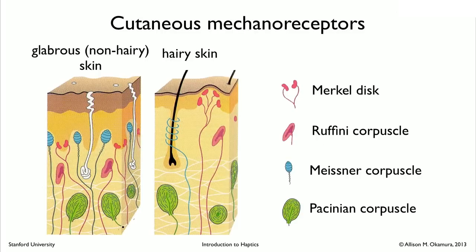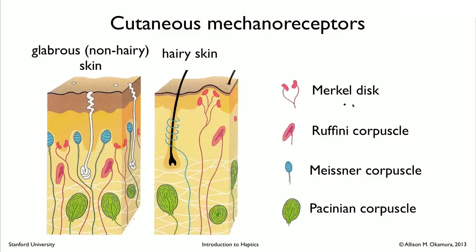So let's get specific about this and talk about the 4 most interesting cutaneous mechanoreceptors. I'm showing 2 pictures here. One of these is glabrous or non-hairy skin. The other is hairy skin. If you look at the palm of your hand, there's no hair there. It actually has a higher density of mechanoreceptors and is better for tactile sensing. Hairy skin, say on the back of your hand or your arm or your leg, doesn't have the same density of mechanoreceptors nor the same kinds, and so you don't actually have the same sensing capability there.